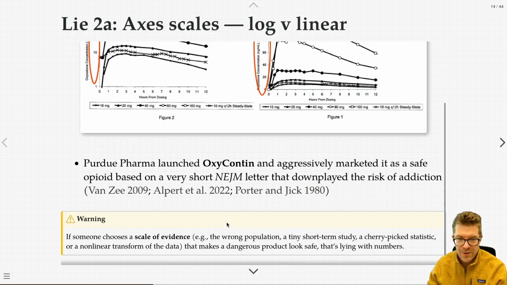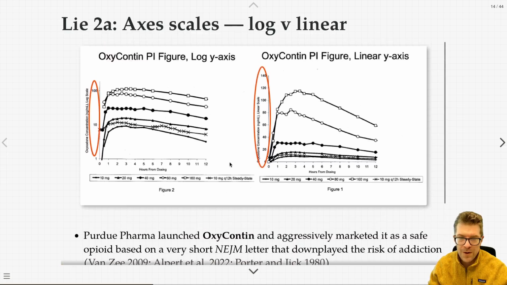The executives at Purdue were found to be culpable for all kinds of misleading activities related to OxyContin. And part of the story was that how they tried to sell the story that this is safe was based on this graph, which I believe appeared in this New England Journal of Medicine letter.